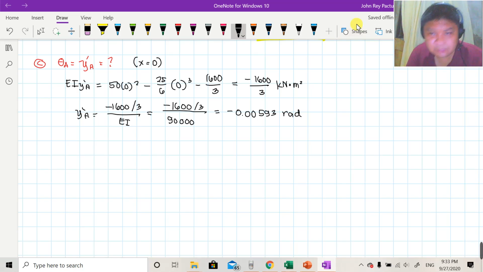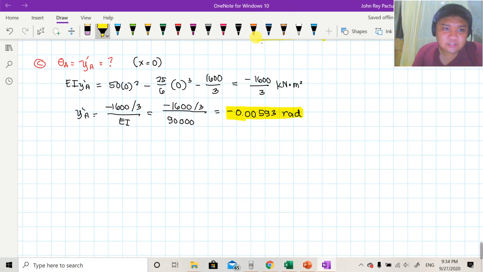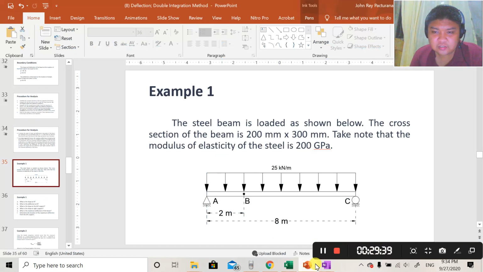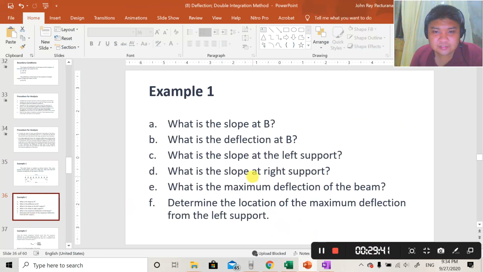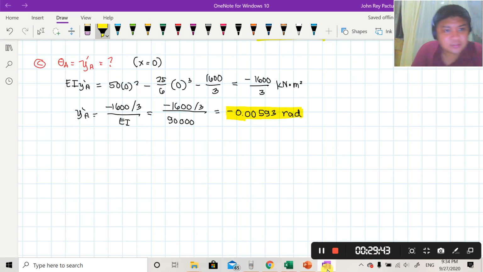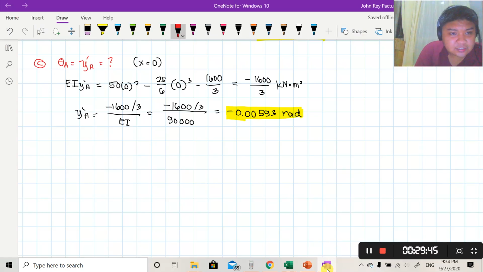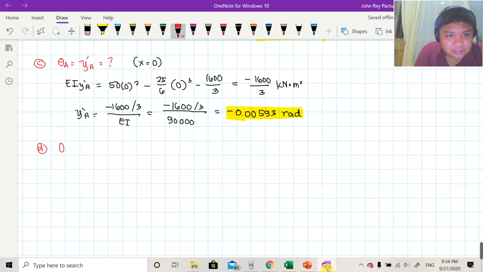Radian to, di ba? So, dapat naka-radian siya. So, ganun lang yung paghahanap ng slope, di ba? Iseset mo lang yung value ng x. So, ano ba yung next question? For letter D class, that is the slope at the right support. So, therefore, computein natin siya class, letter D. So, theta C or y prime C, which is unknown.